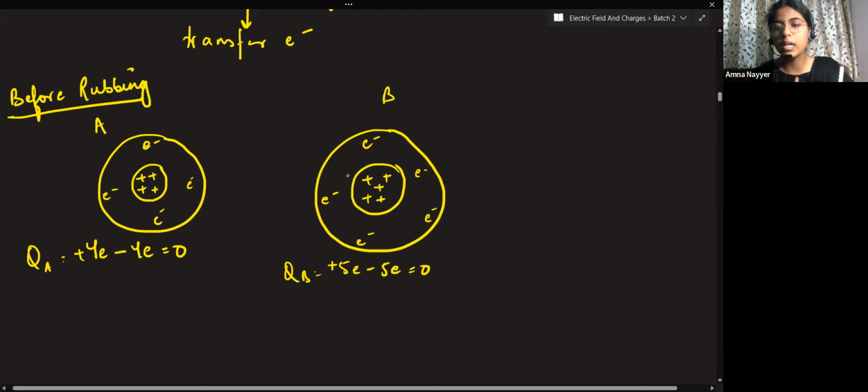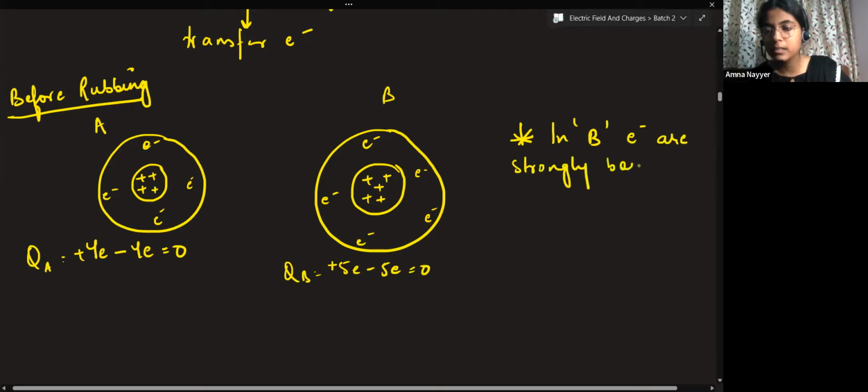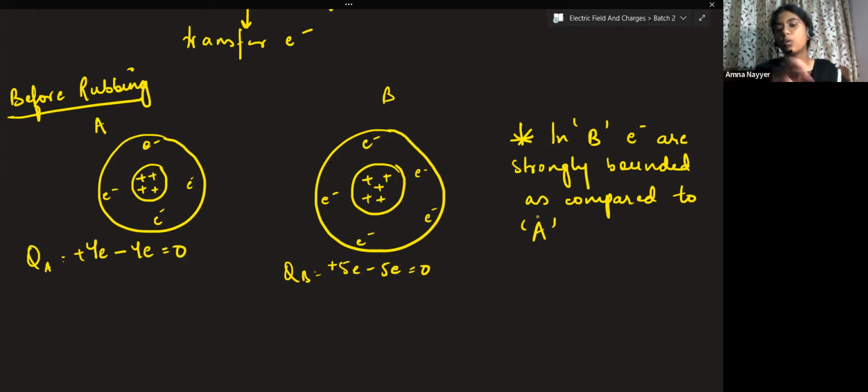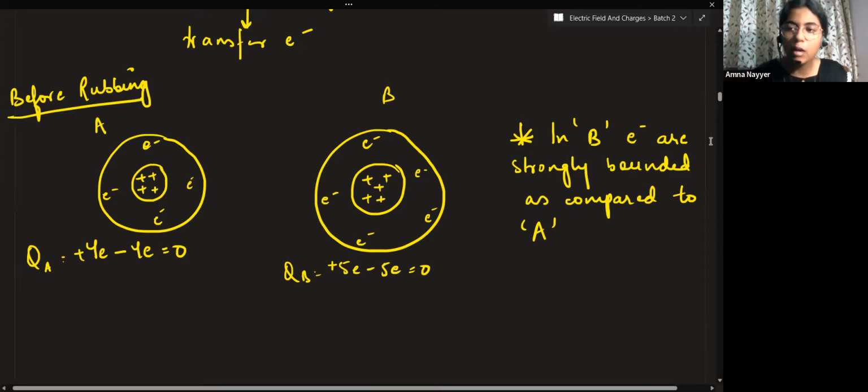Now if I give you a condition, the condition is that in B the electrons are strongly bound as compared to A. Overall, electrons are weakly bound in comparison with protons, but if I'm just comparing object A and object B, and I tell you that in B electrons are strongly bound as compared to A, now tell me, from which is it easier to remove the electrons, from A or B? From A.